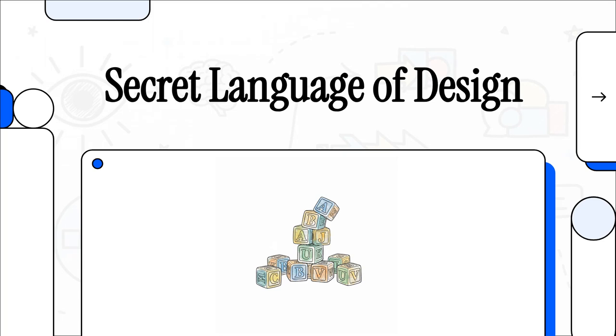Have you ever had that feeling you're being influenced by things you can't quite put your finger on? Well, you are. There is a secret, invisible language of design all around us, in every website we visit, every ad we see. And today, we're going to learn how to read it.